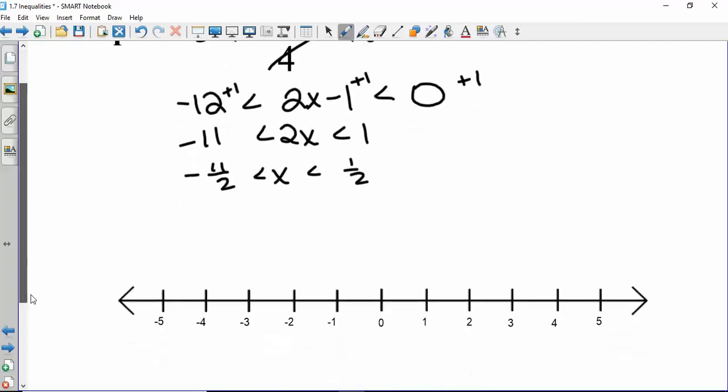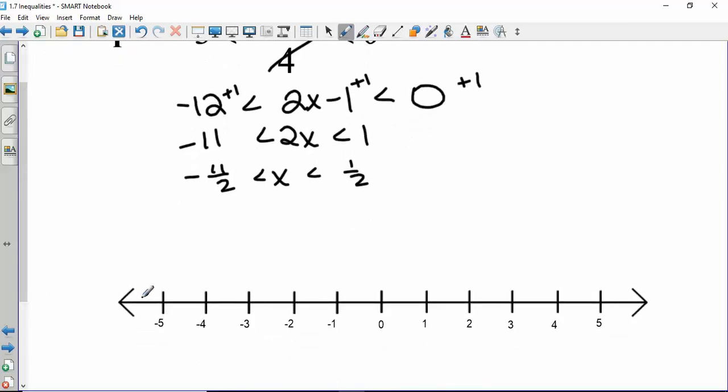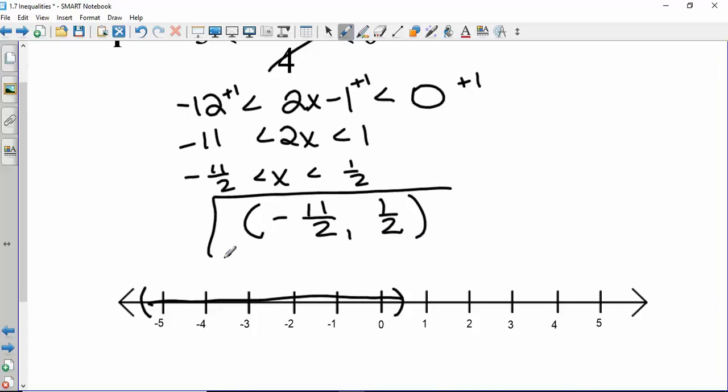So if you were graphing this one, it starts at negative 5.5. There's no equal to, so it's parenthesis. Ends at positive 1/2, no equal to, parenthesis. Shade in between. So my interval notation is parenthesis, negative 11/2, comma, 1/2. Okay. One last problem like this.